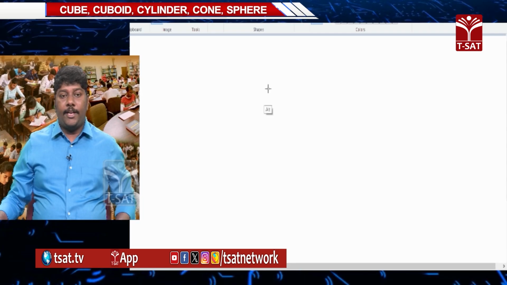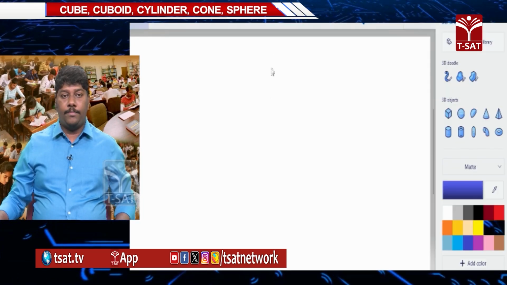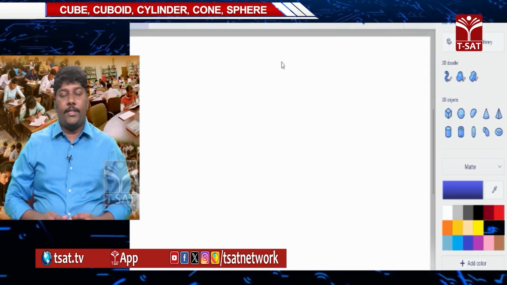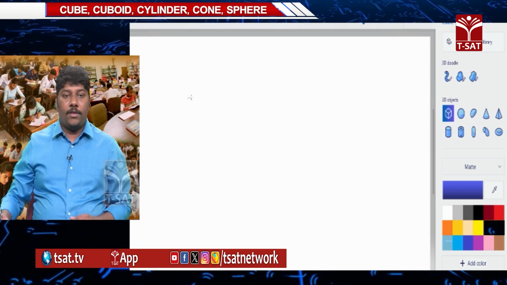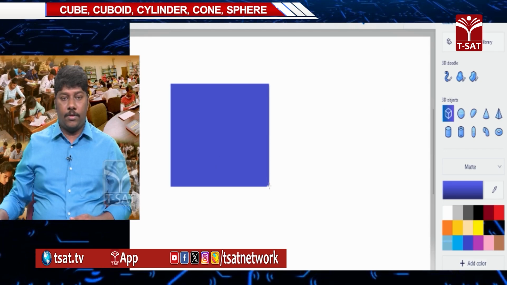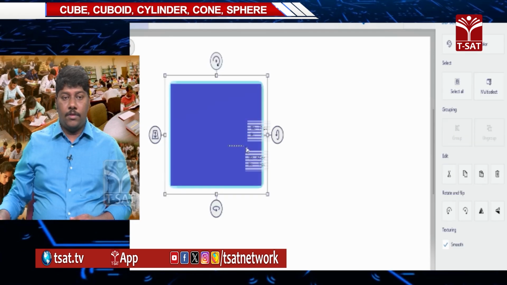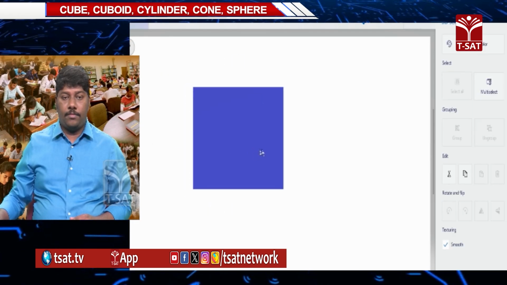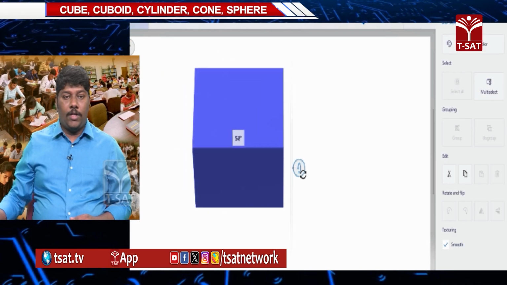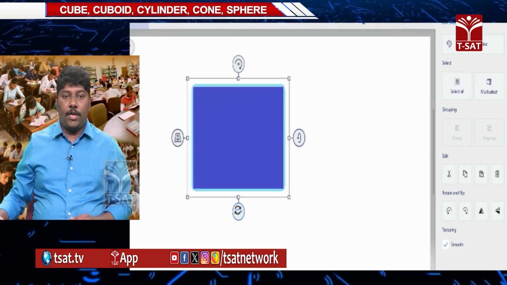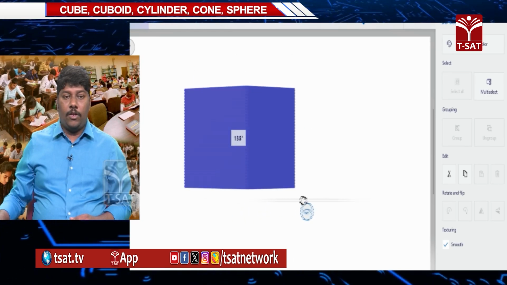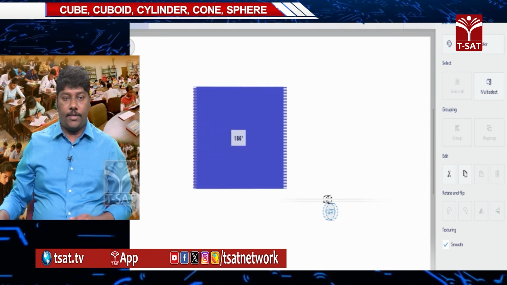Now, let us look at the 3-dimensional figure of a cube. See how a cube looks like in 3D. So, you can imagine here all surfaces are square surfaces. Here also all of them are simply square surfaces.